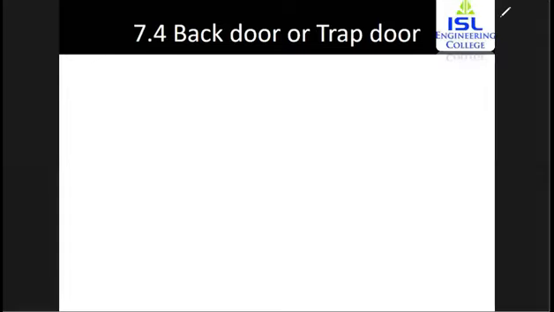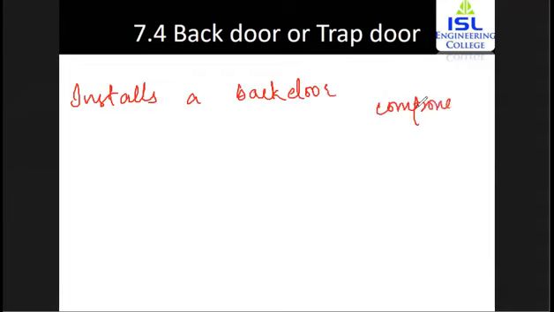The next is backdoor or trapdoor. For the backdoor attack, we've already studied it in the Trojan horse. What happens in here is it installs a backdoor component in a system. Like a particular house has a backdoor, if you're late to your house, you're going to sneak in through the back door. The same way, the hacker is going to sneak into the system via the back door, and he'll get access to your information within the system.